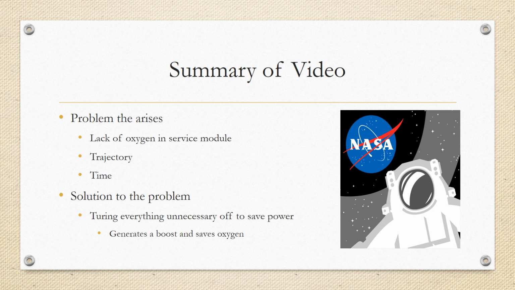The solution to the problem is brought by John. John recommends that they save the crew's power by turning everything unnecessary off. John recommends they turn off the radars, the cabin heaters, and the instrument displays. This would allow the service module to save enough power to generate one last boost and save oxygen until they re-enter the atmosphere.